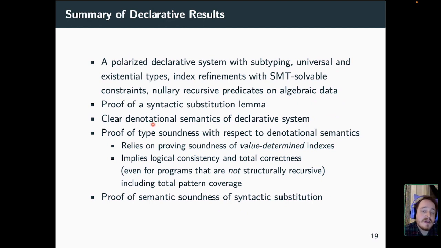We provide a clear denotational semantics of the declarative system, and then prove that typing is sound with respect to it. This relies, as mentioned, on proving the soundness of our notion of value-determined indices. Typing soundness implies, relatively simply, the logical consistency and total correctness of our system, even for programs that are not structurally recursive. And total correctness includes total pattern coverage for pattern matching. We also prove that syntactic substitution is semantically sound.